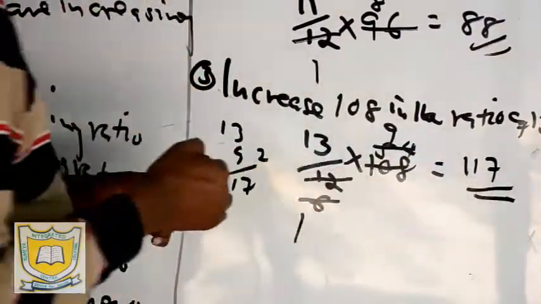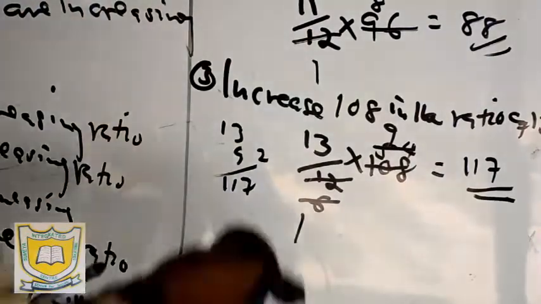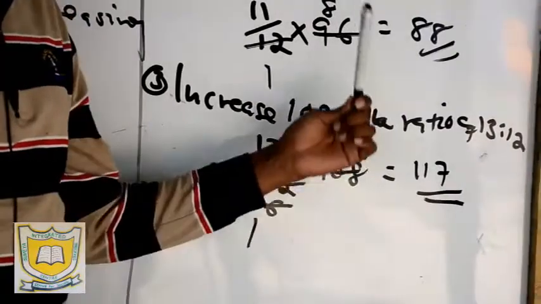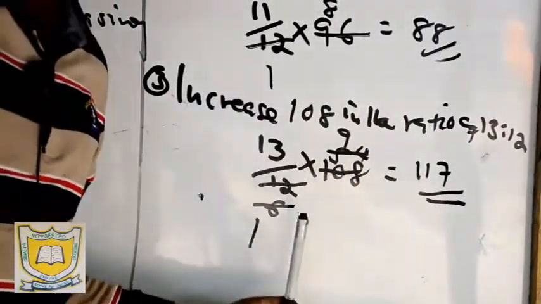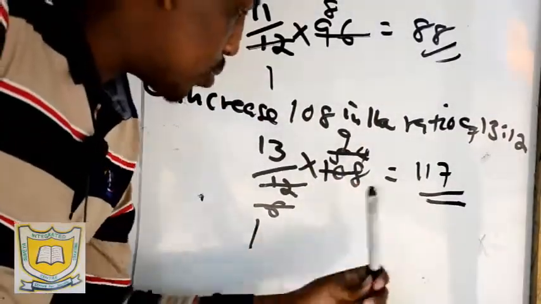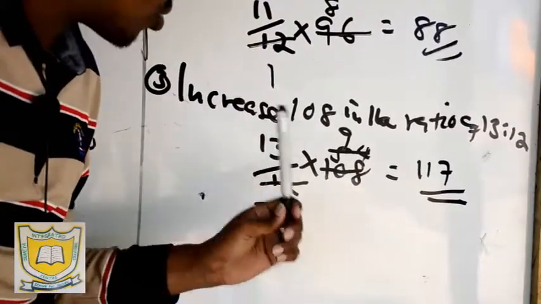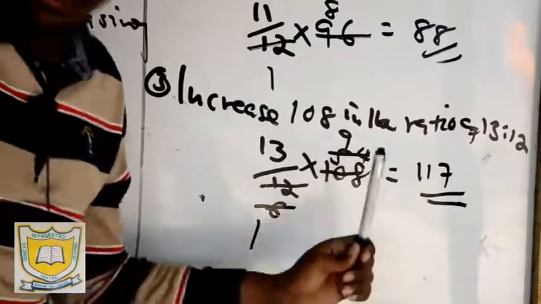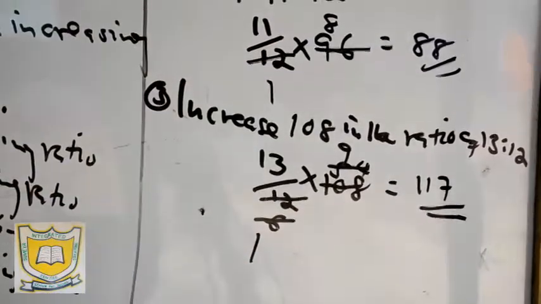You will get 117. That is how we do the increasing, how you are told increase or decrease. Very simple. You take the first ratio over the second ratio multiplied by what you are given. Whenever you are told decrease or increase, you take the first ratio over the second ratio multiplied by what you are given.